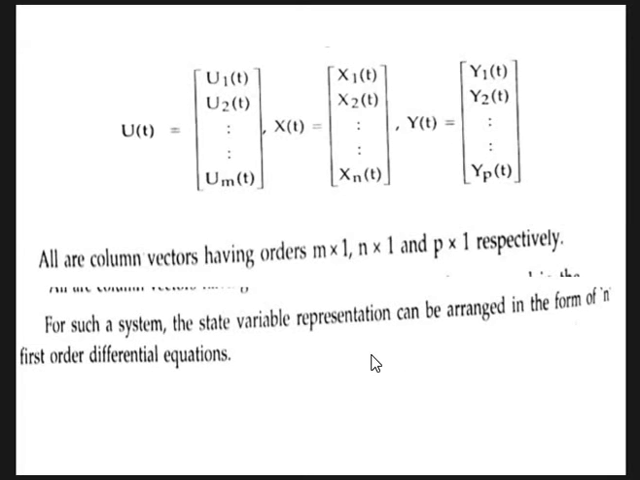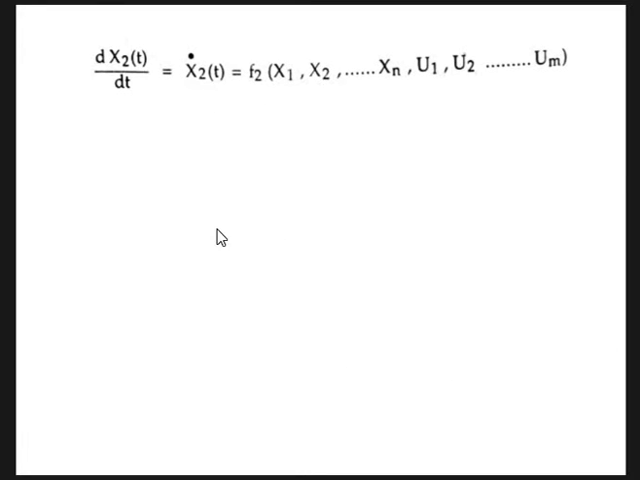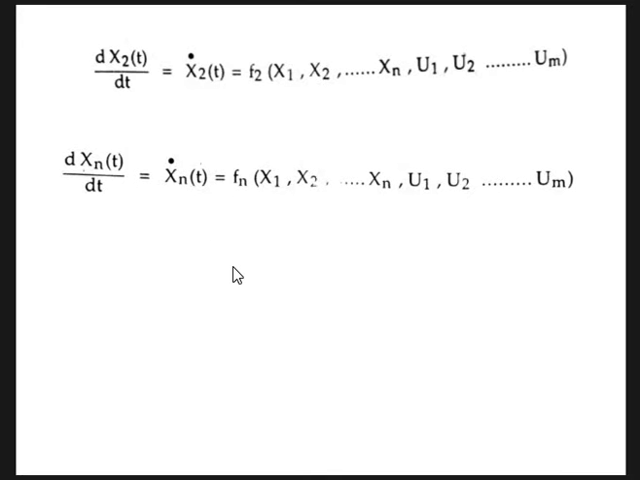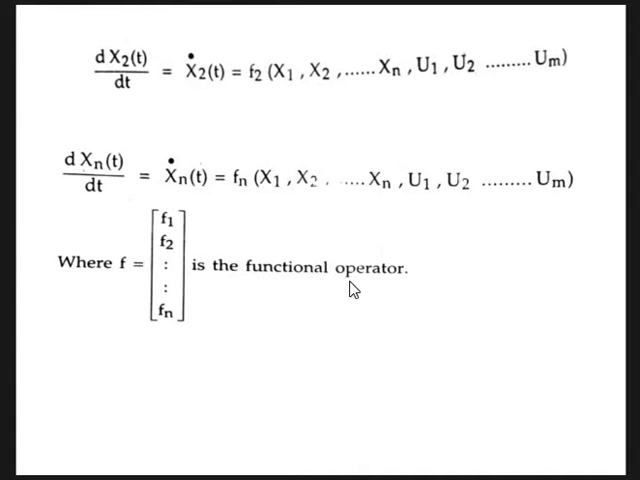These state variables are represented in first order differential equation form. The first state variable x1 of t, its time derivative d by dt of x1 of t, represented as x1 dot of t, is a function of two sets of variables: the state variables and the input variables. Similarly, x2 dot of t and so on up to xn dot of t, where f1, f2 and so on up to fn are called functional operators.